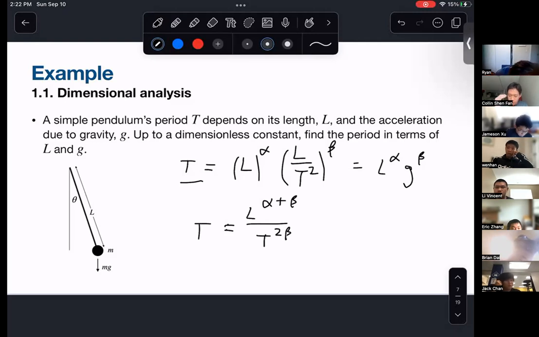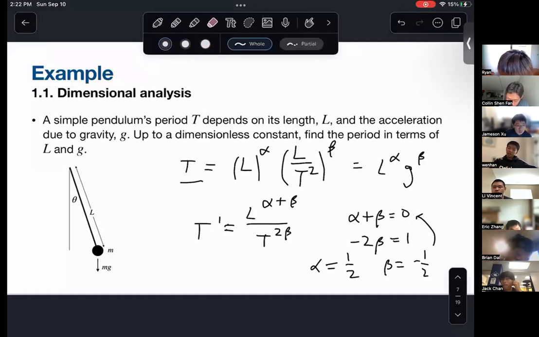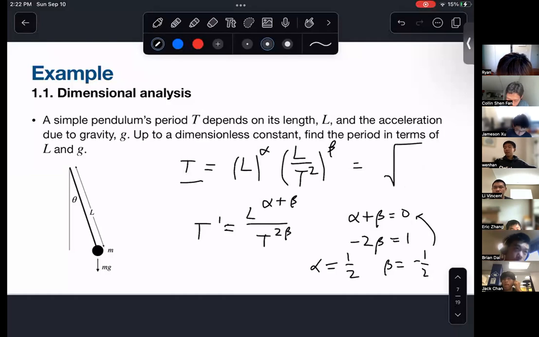We can see that there's no dimension of length on the right side, which means alpha plus beta must equal 0. But we can also see that the dimension of time on the right side is 1. So negative 2 beta equals 1. So we can find that beta equals negative 1/2. And alpha from the other equation equals 1/2. So if we have alpha equal 1/2 and beta equal to negative 1/2, we can plug these into the equation here. You have the square root of L over g. And this is actually the correct expression for the dependence of T on L and g.